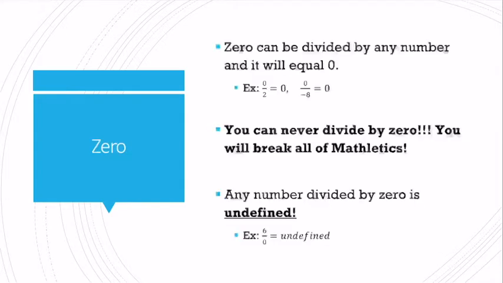Friendly reminder, 0. You can never divide by 0. You will break all of mathematics. What do I mean by that? You'll break all of mathematics. You can take 0 and divide it by a number, and you're always going to get 0, but you can never divide by 0. It's undefined. So don't do it. You have been warned.